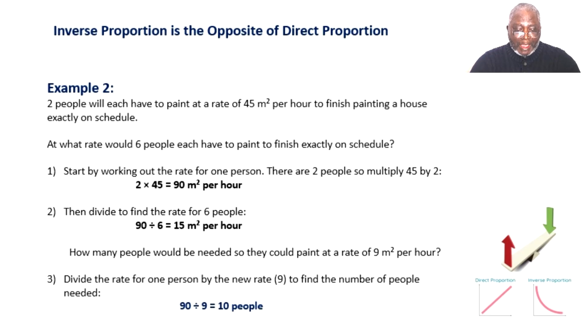Secondly, divide to find the rate of 6 people. So 90 divided by 6 is equal to 15 meters squared per hour, because there are more people doing the job. How many people would be needed so they could paint at a rate of 9 meters squared per hour? Divide the rate of one person by the new rate of 9 to find the number of people needed, which is equal to 10 people.